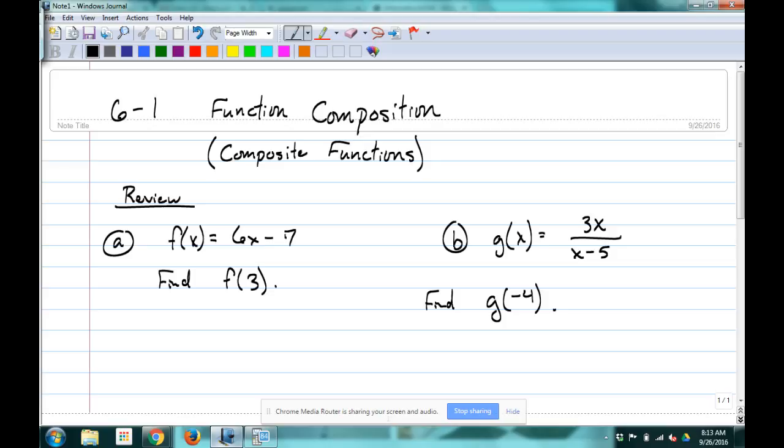All right, so we got function composition. Function composition is an operation. Composite functions are what we're going to end up with after that operation. So function composition is the operation we're going to be dealing with some today, and then a composite function is what we're going to end up with.